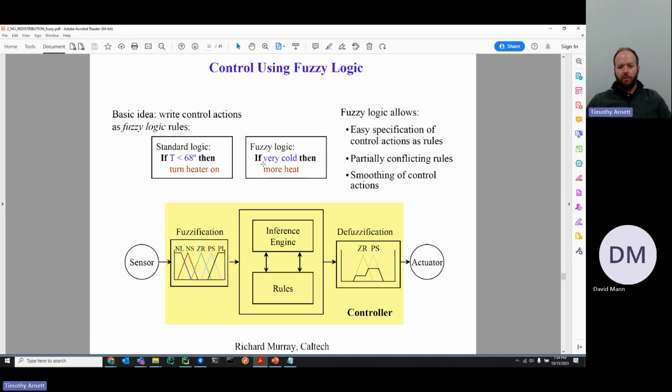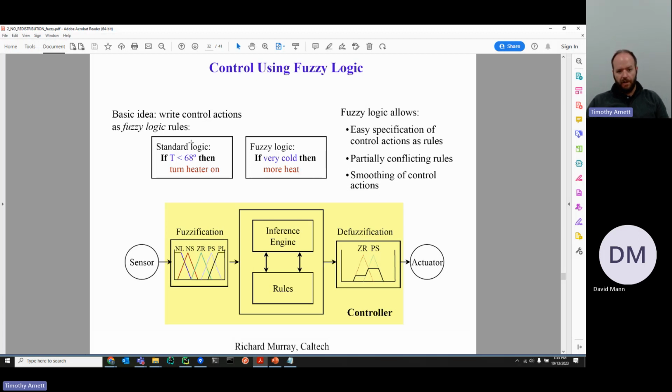In fuzzy logic, you can represent this in terms of those fuzzy sets as described by membership functions. And let's say that the label on one of those was very cold. We could say if very cold, if you have membership in the very cold set, then more heat. Then your output action is to pump out more heat. We'll see a more detailed example of this, but what this really allows is for a much more granular control action than standard logic, while also accounting for vagueness in the input space.